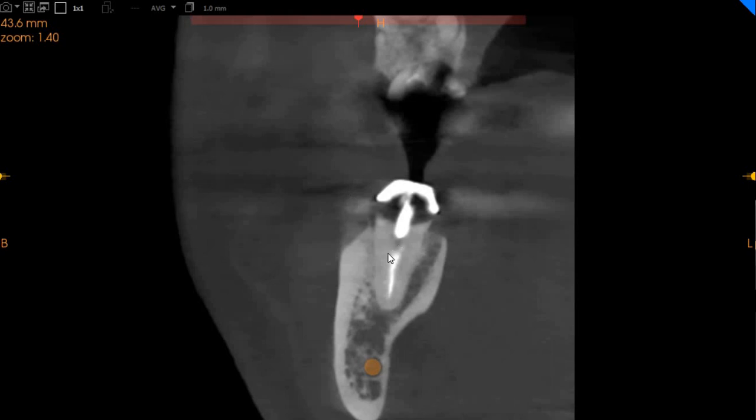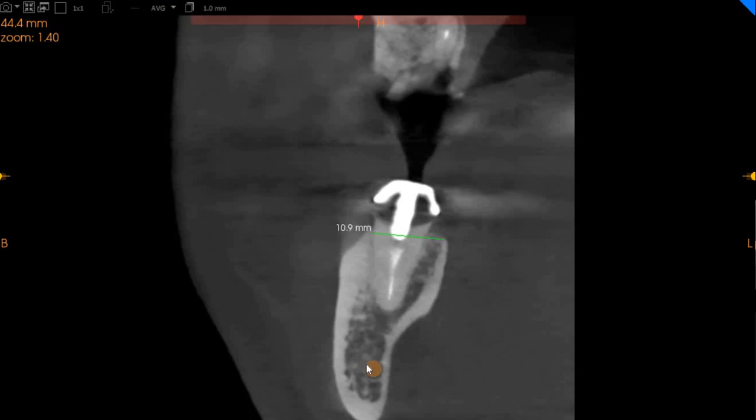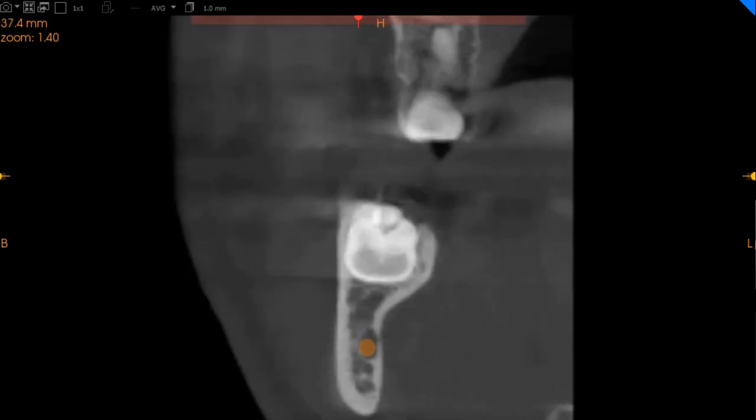If this tooth is in fact extracted, the area will have sufficient bone: 11 millimeters of ridge width with approximately 19 millimeters of height. So immediate implant placement is going to be possible in the lower right 7.